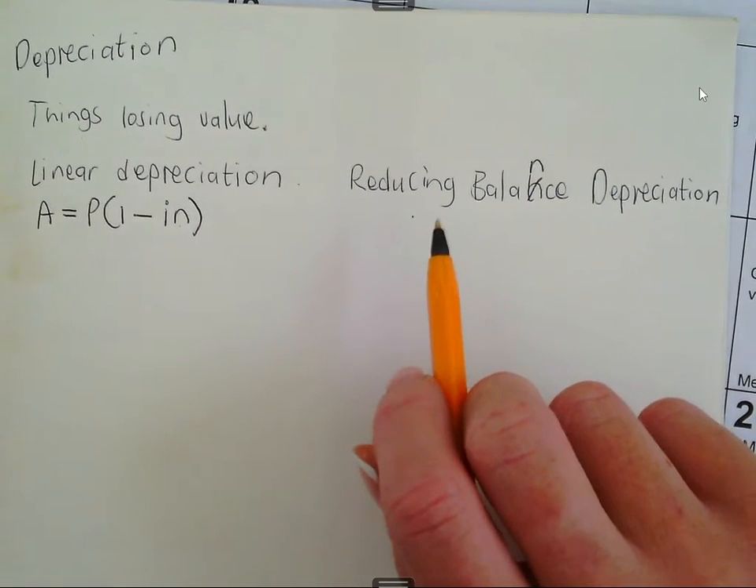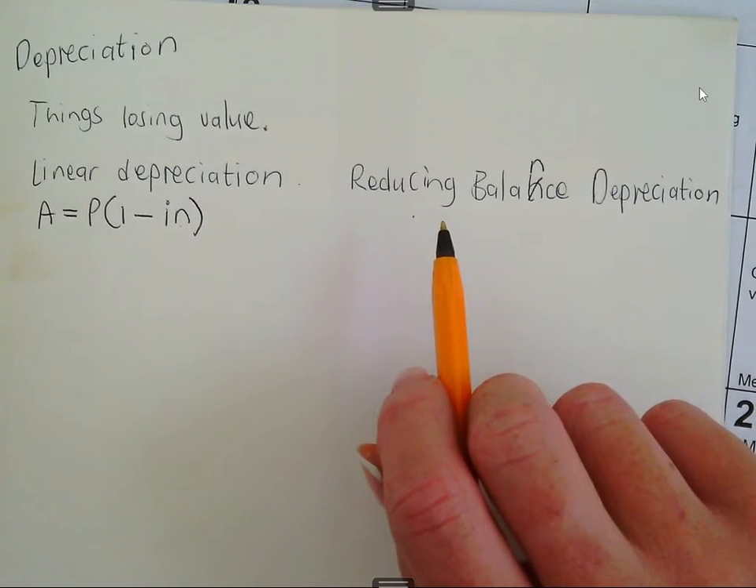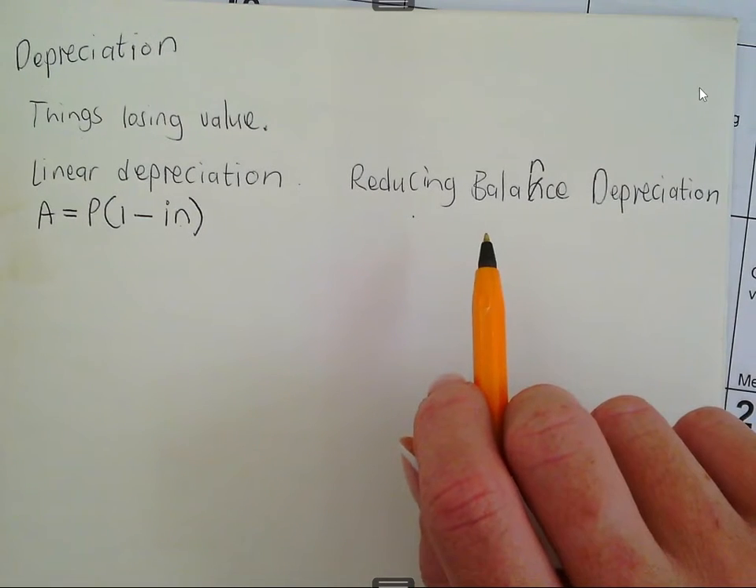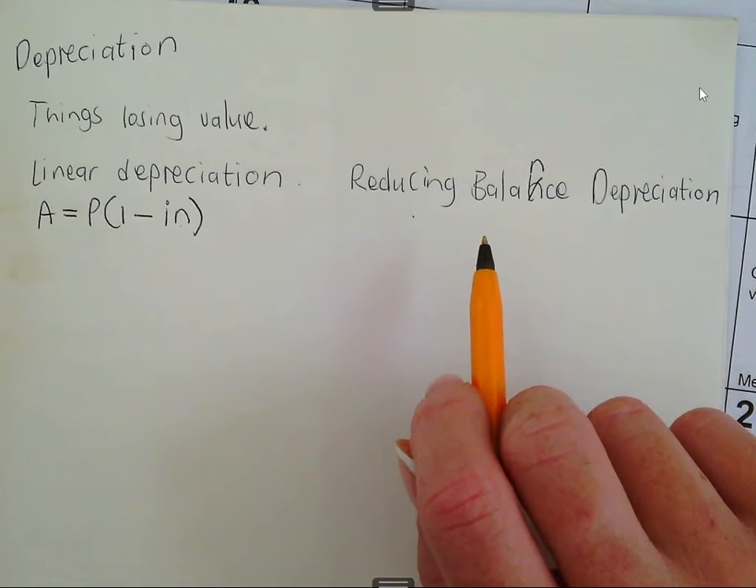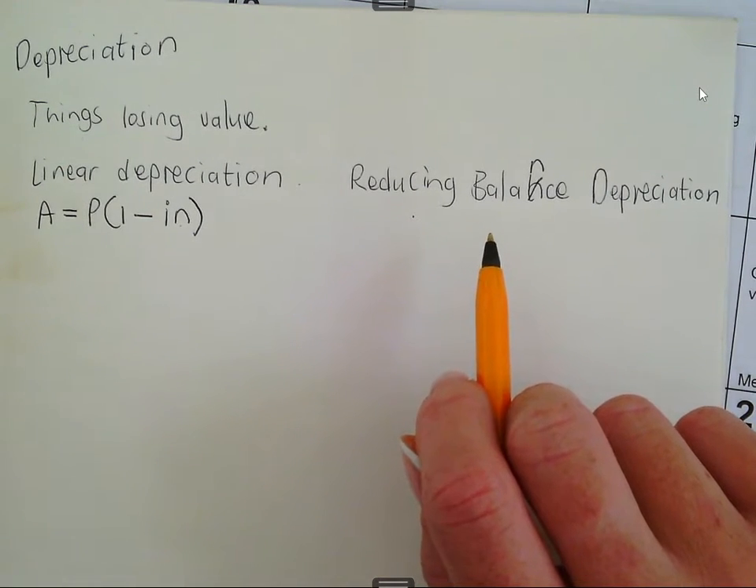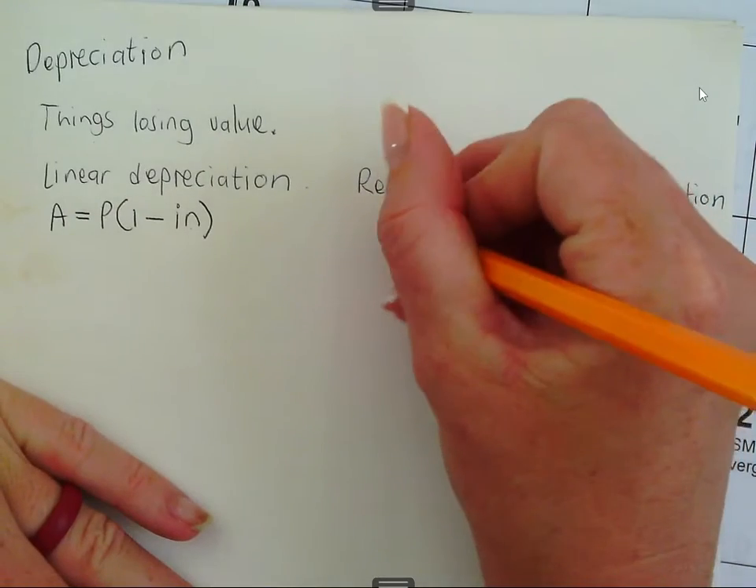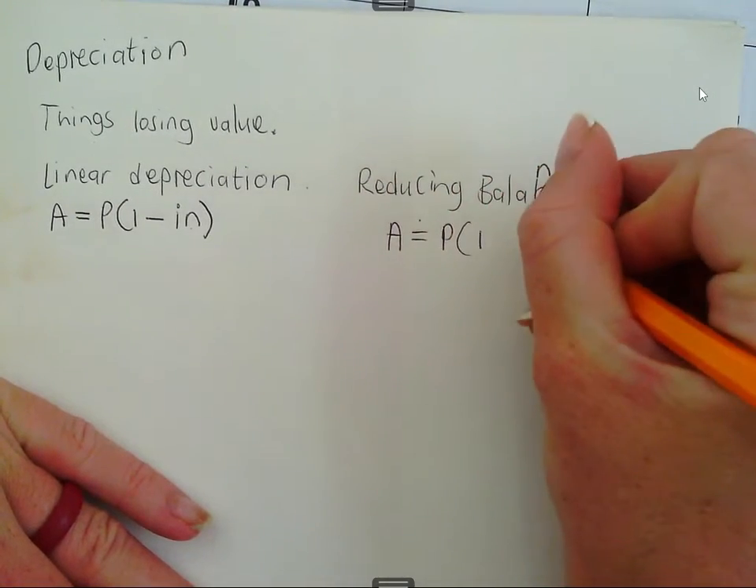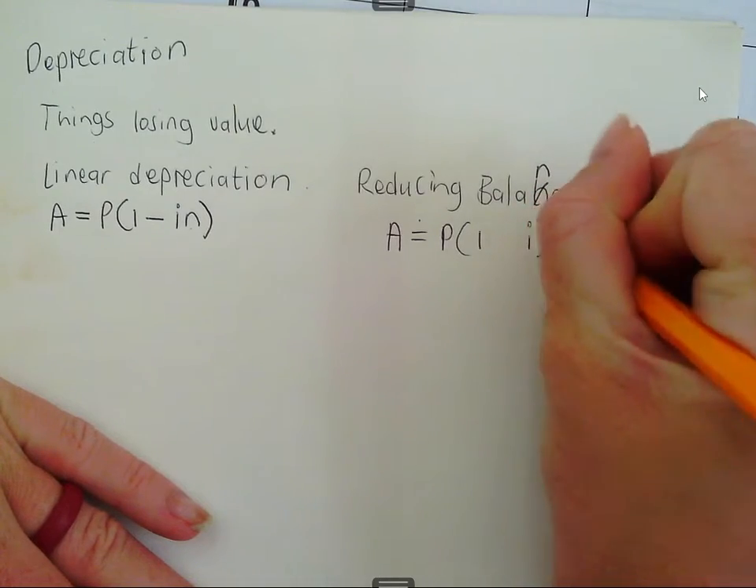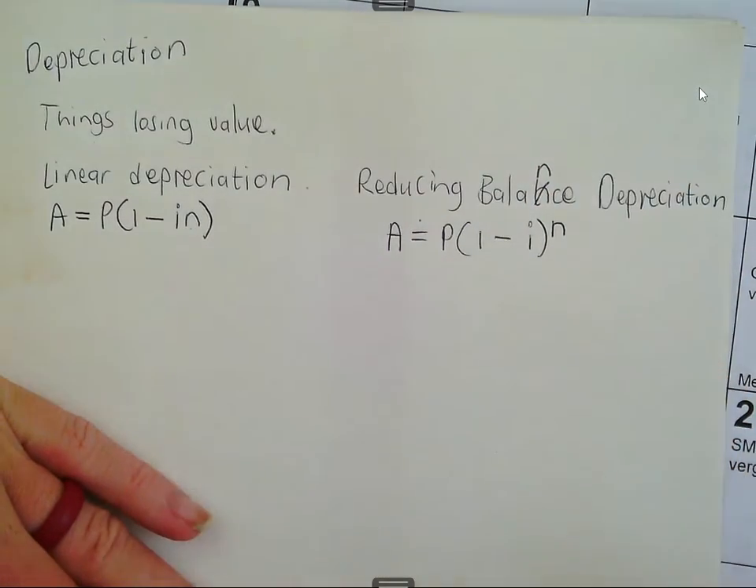What does a negative exponent mean? It means division. Do I want to divide here? No, I want to subtract. Do you understand the difference? Don't confuse yourself with the two equations. So it's going to be A equal to P bracket 1 minus I to the power of N. There's the difference.